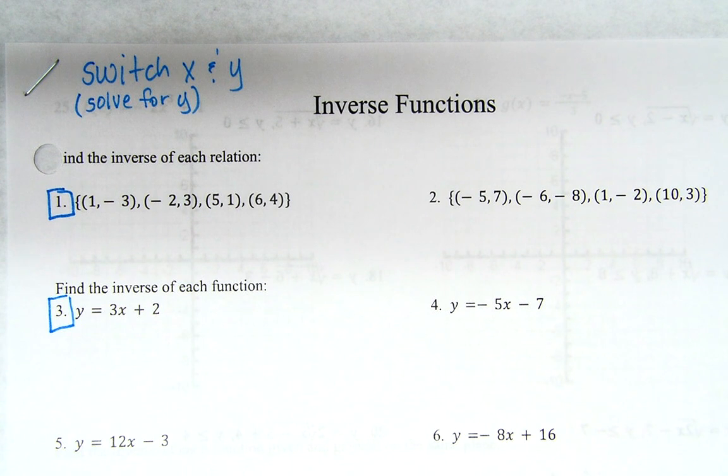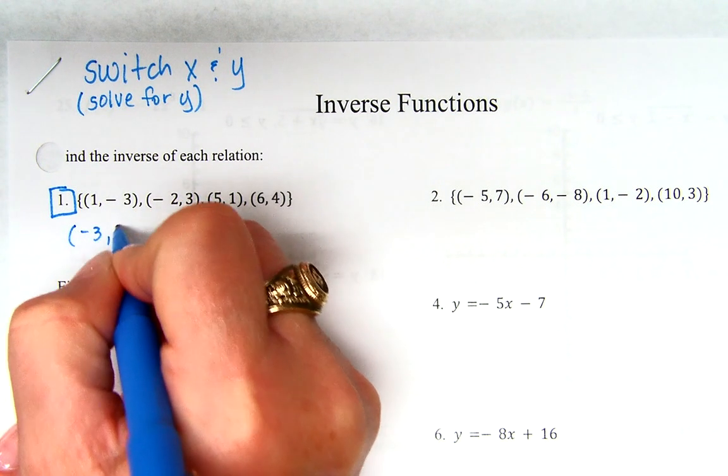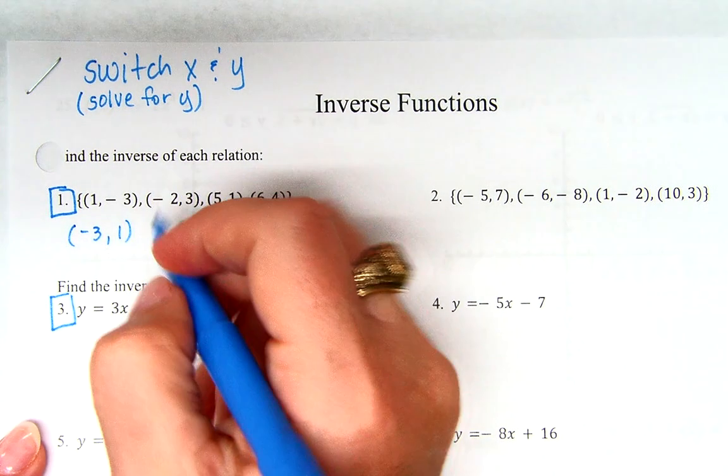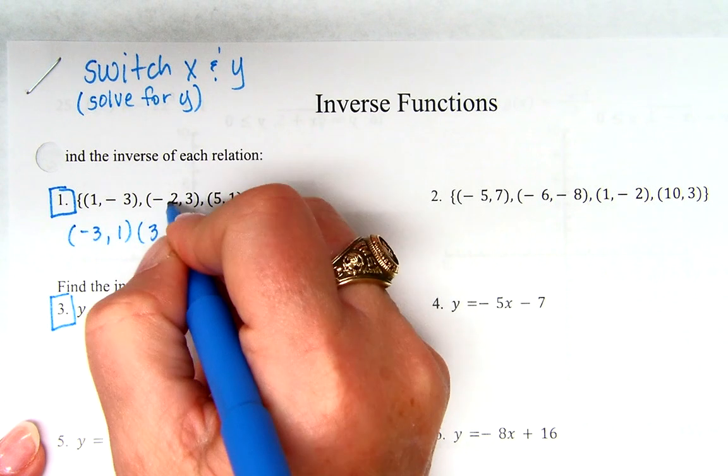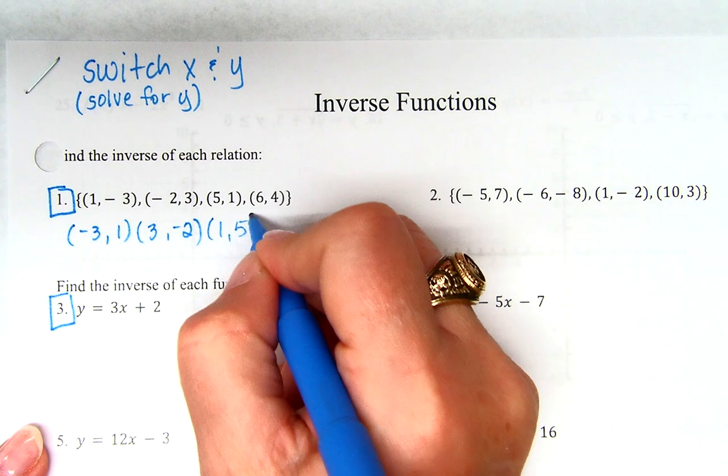Now remember, this is something you already understand. You can handle this, but how do you find the inverse of a function? Say it. Switch x and y. So if I give you a list of ordered pairs, what are you going to do with those ordered pairs? Switch x and y, which means I'm literally writing -3, 1. I'm literally writing 3, -2. What am I doing? Switching x and y.